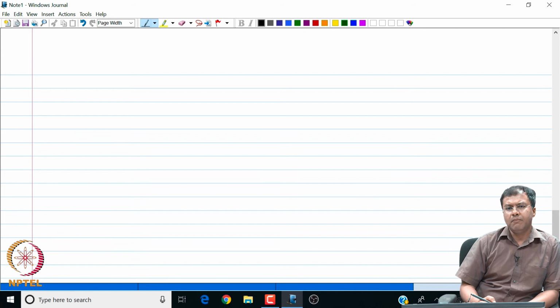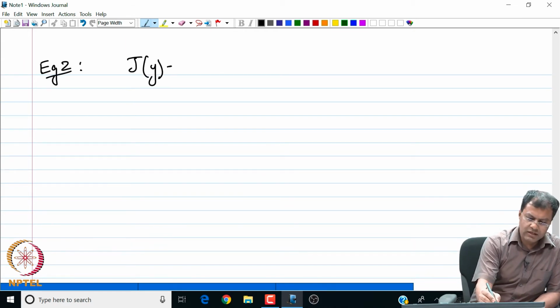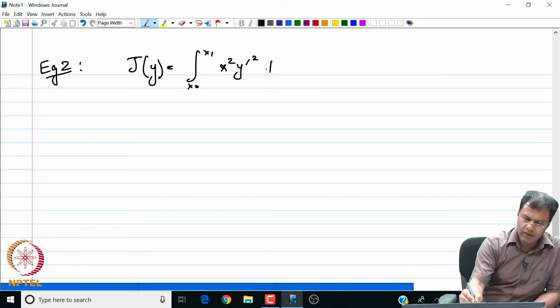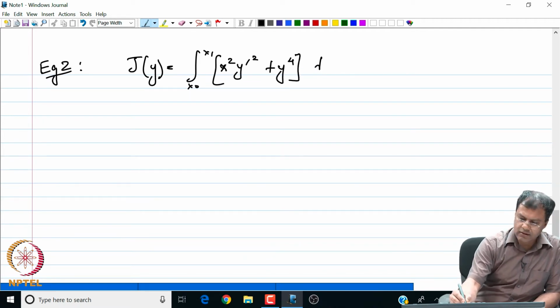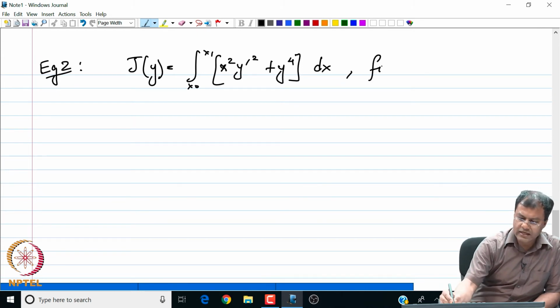Okay. So, our next example shows that this whole idea of finding infinitesimal generators by solving condition 1 may not yield any result. Let us look at the case. The second example involves this functional, the integral from x0 to x1 of x square y prime square plus y to the power 4 dx. We need to find the variational symmetries.